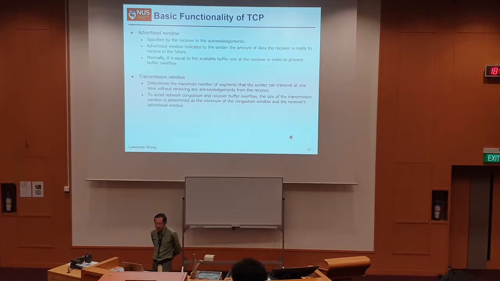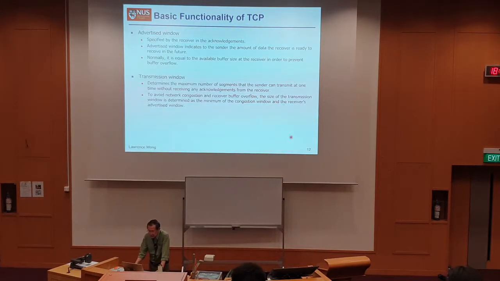The next window is the advertised window. This is at the receiver side. It's specified by the receiver, the destination, in the acknowledgements. So the advertised window indicates to the sender the amount of data the receiver is ready to receive in the future. This is the amount that I can take. Don't give me more than that. That's the advertised window. Finally, the transmission window is what is actually used to manage the packet flow.